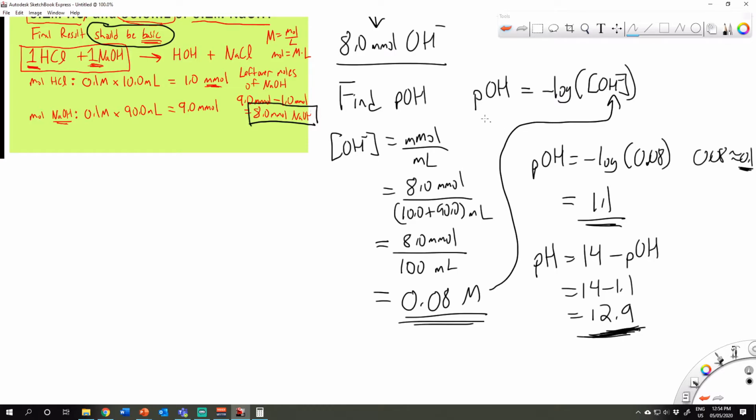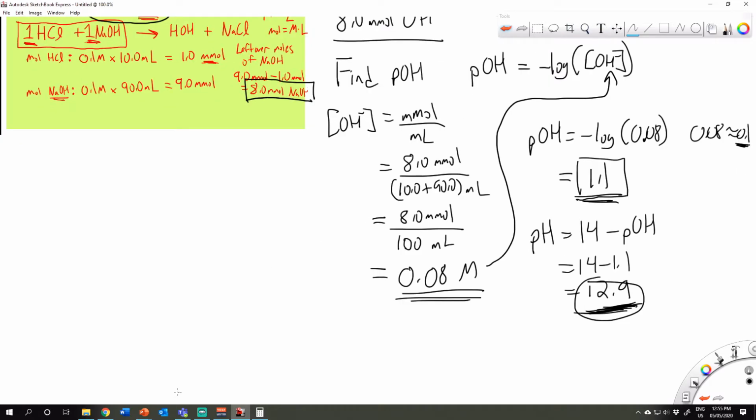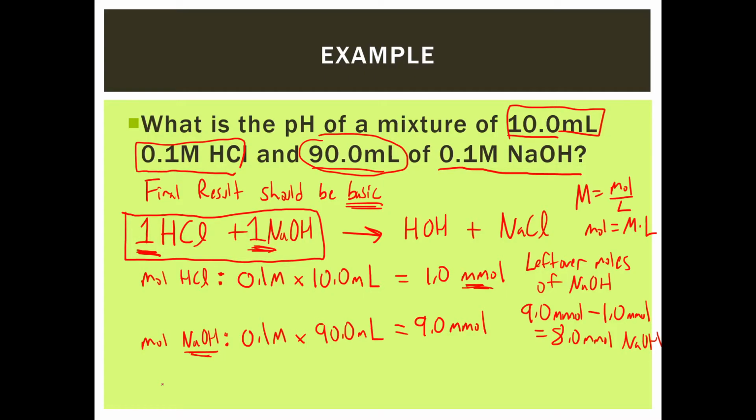basic pH. Doing all the calculations, we got our pOH, which is really basic, and then translates again to a pH, which is also quite basic. So our math is correct. It matches up with our intuition of having a lot of excess sodium hydroxide, so it should be quite basic. All right, let's go do another example.